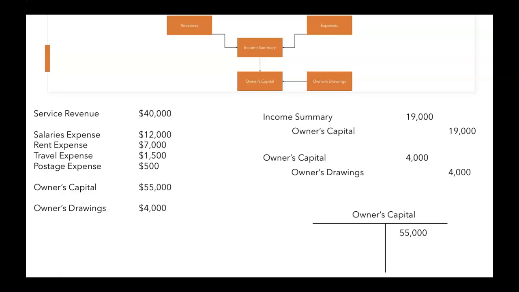So now we can figure out, after all of these closing entries, what's the balance now in owner's capital? Well, it told us over on the left that we started at $55,000. So we'll put that in our T account. And then we credited owner's capital $19,000. And then we debited $4,000. So we can find that the balance in owner's capital is $70,000.